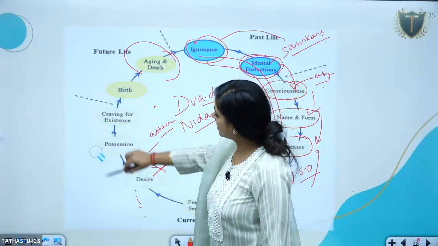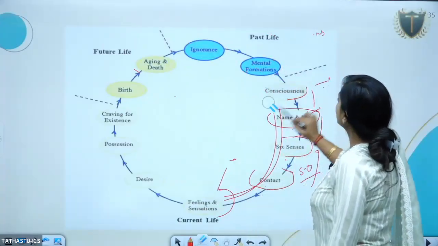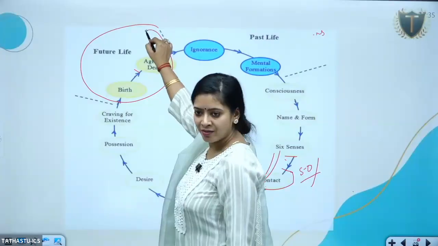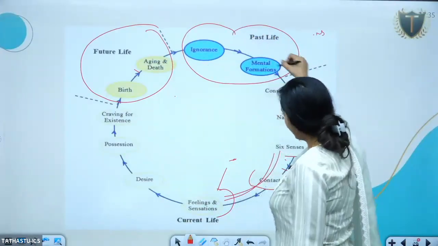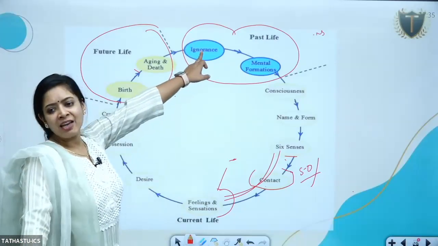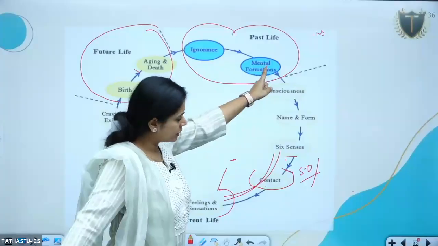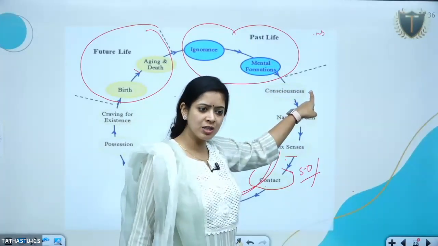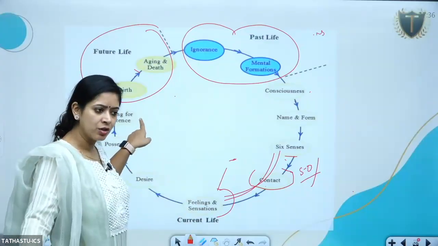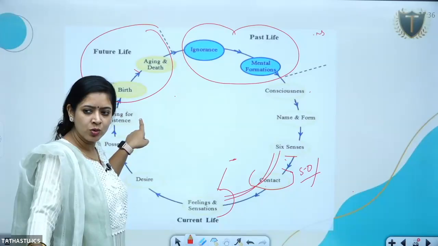What is the link between past, present, and future life? Can you make out? These two are future life. These two are past life, and this is the present life which is going on. In the past life you were ignorant, therefore you collected sanskars. Because of these sanskars, you had the initial consciousness of the embryo, and all of this, and at last you had what? Then you have to take birth. I want to exist again.